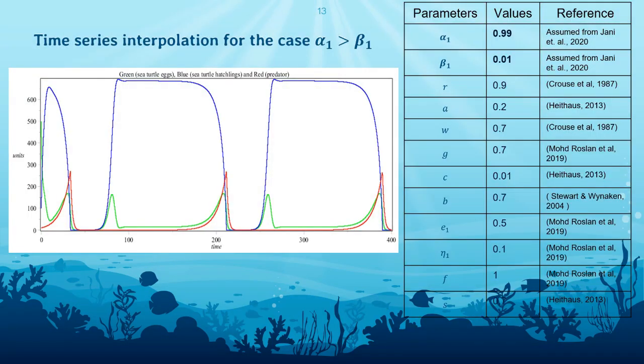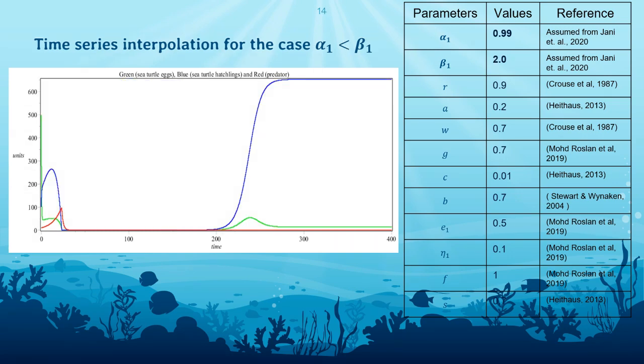So we move on to the time series interpolation for the case alpha 1 is more than beta 1. Here we can clearly see there exists a limit cycle for every 100 time frame according to this parameter, that is alpha is 0.99 and beta is 0.1. Also the parameters have been stated here, and also the references.